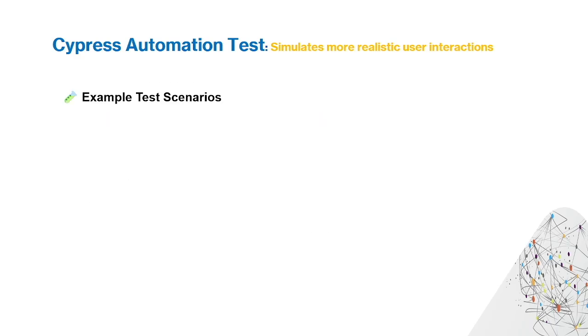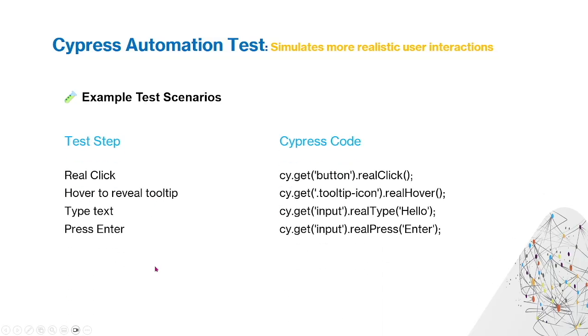Example test scenarios: real click, cy.get a button and realClick it. Hover to tooltip, cy.get a tooltip icon, realHover it. Type text, cy.get input, realType hello. Press enter, cy.get input, realPress enter.